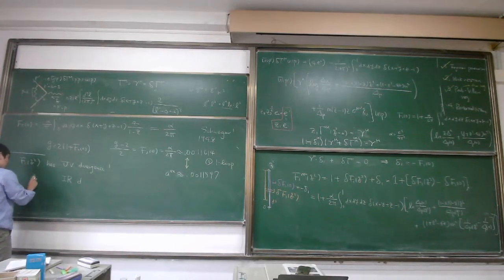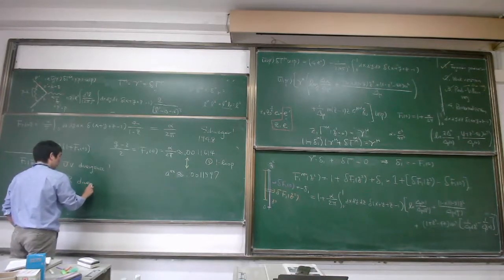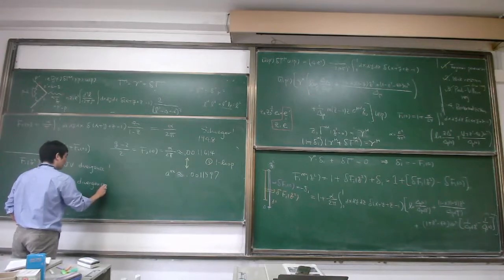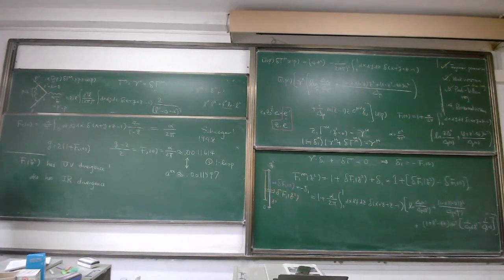It also has IR divergence, coming from this mu squared. Unfortunately, I don't have so much time to explain it. Okay, so let me briefly explain roughly.